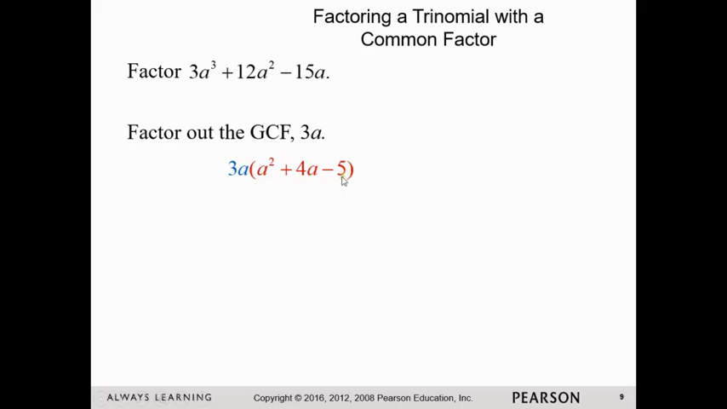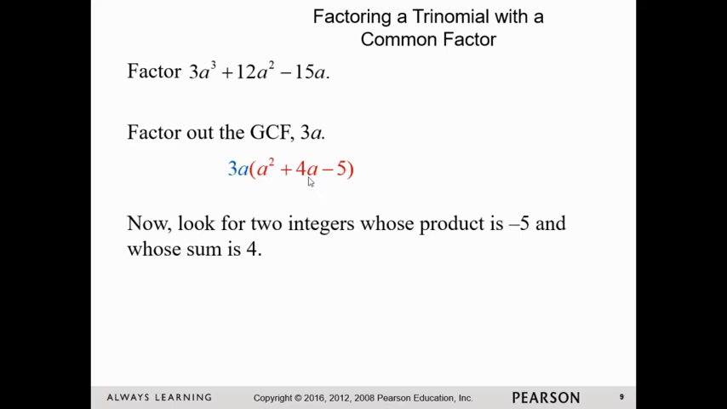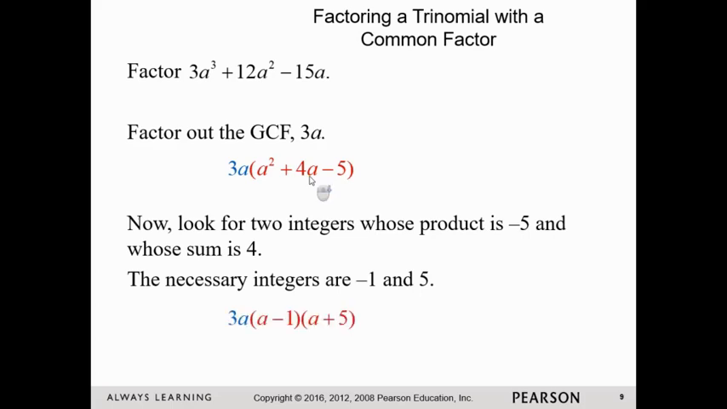So remember, we're looking for numbers that will give us a product of -5 and sum up to +4. So we could list these factors, but the textbook goes ahead and points out that we're looking for a product of -5 that sums up to 4, and the necessary integers are -1 and 5, right? Because -1 plus 5 gives us +4. So we move it into the factored form here. Notice here we have a minus 1 and a plus 5. And we should always remember to check this by FOIL.